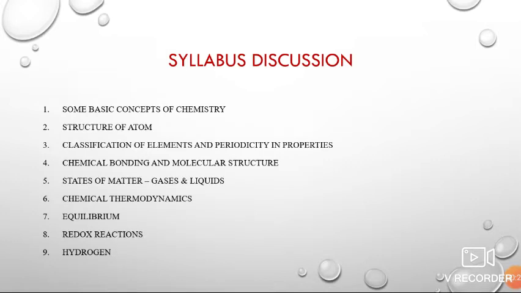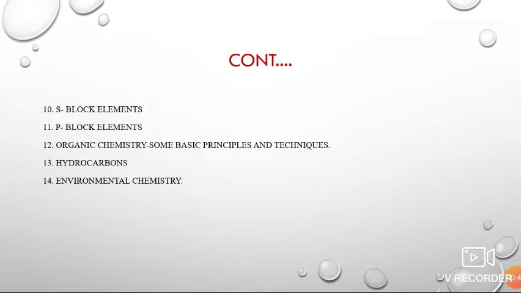Number 1 is some basic concepts of chemistry, second is structure of atom, third is classification of elements, fourth is chemical bonding and molecular structure, fifth is states of matter, sixth is chemical thermodynamics, seventh is equilibrium, eighth is redox reactions, ninth is hydrogen, 10th is S block elements, 11th is P block elements, 12th is organic chemistry, some basic principles and techniques. 13th is hydrocarbons, 14th is environmental chemistry. In total, 14 units are in this syllabus of class 11th.